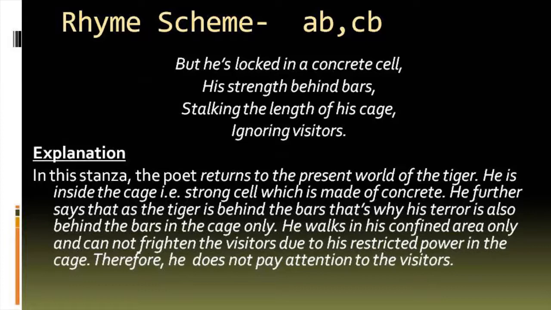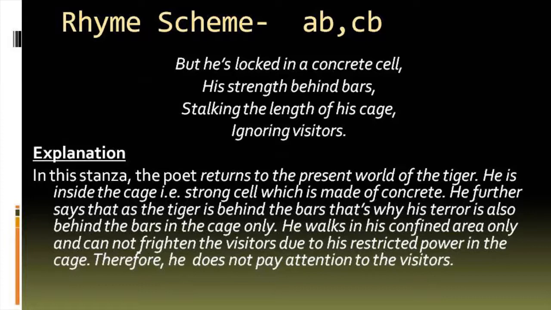Next sentence says, but he is locked in a concrete cell. His strength behind bars, stalking the length of his cage, ignoring visitors. Now here, the word he is used again, so you can say it's personification. One more device is used here in the second line, behind bars. So B B is repeated with the same sound, as I told you, Coca-Cola, Kit Kat. So here this is alliteration which has been used.